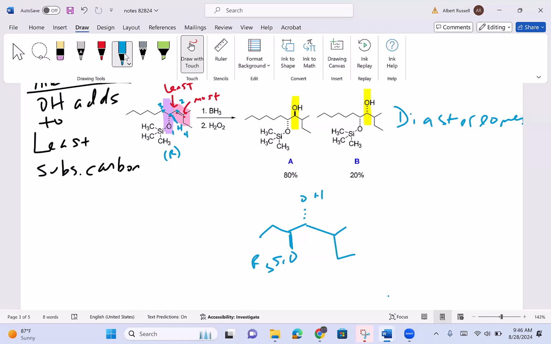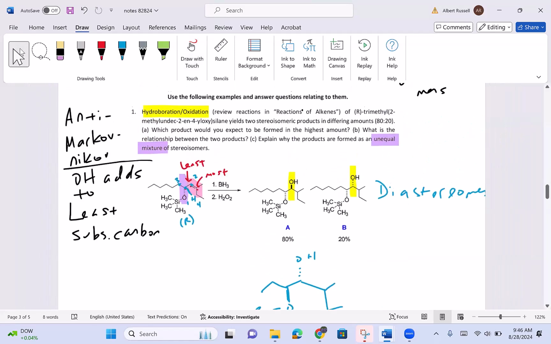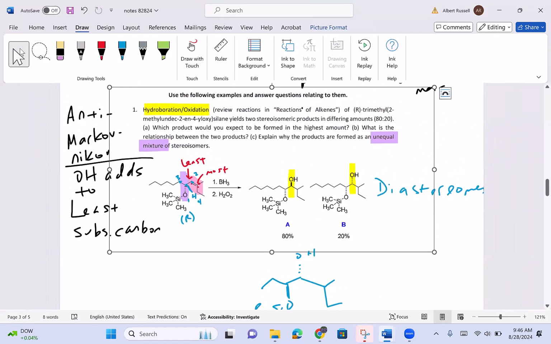If I had 10 stereocenters and changed one at a time, each of those changes would give me a diastereomer. If I changed them all at the same time, it would give me the mirror image. All right, are we okay so far? All right, let's look at question A.